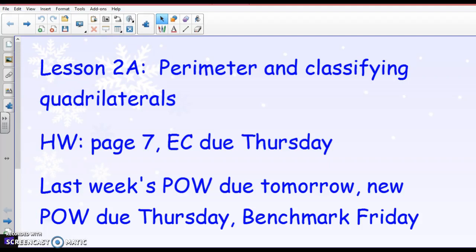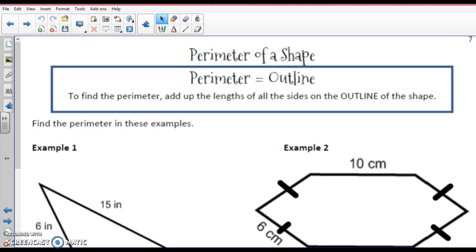All right, this is the lesson in plane geometry unit. I'm calling it 2A. It's perimeter and classifying quadrilaterals. The homework that goes along with this is page 7, and the rest of the information changes by year. All right, you want to open in your note packet to page 7. We are talking today about perimeter.